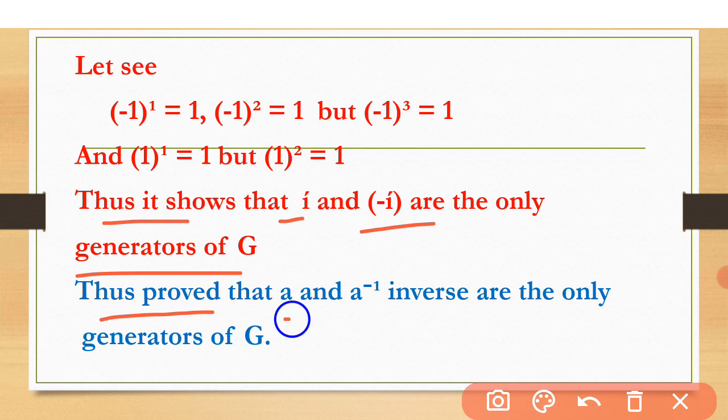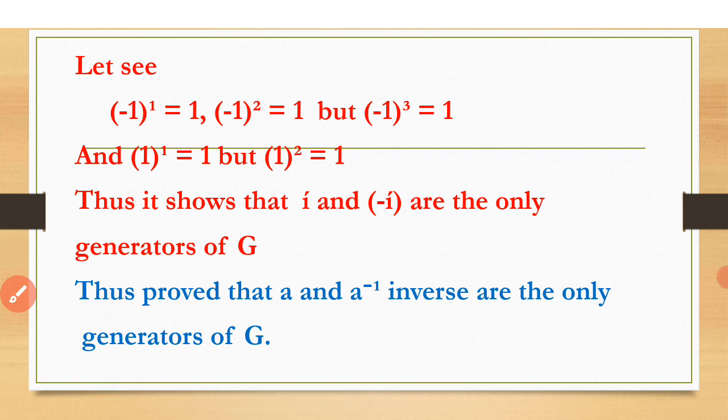Thus proved that A and A inverse are the only generators of G. Hence proved. I hope you understood.